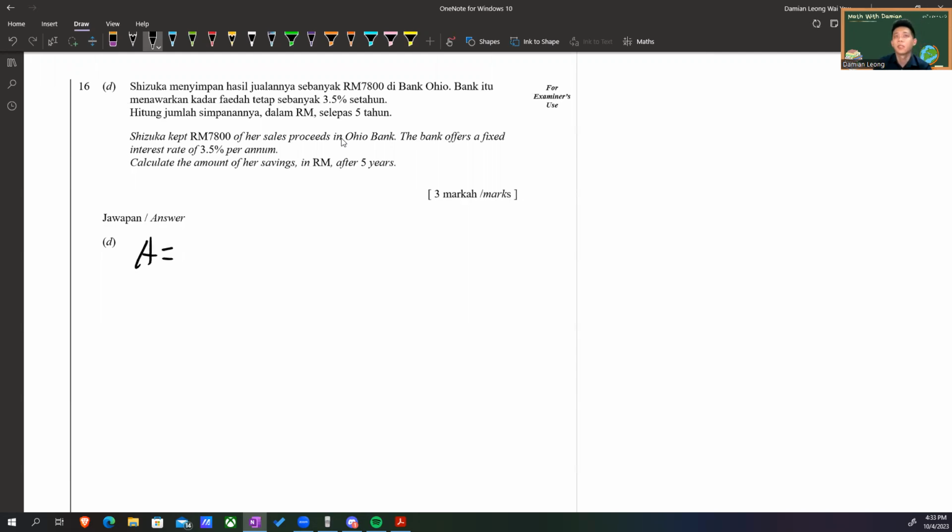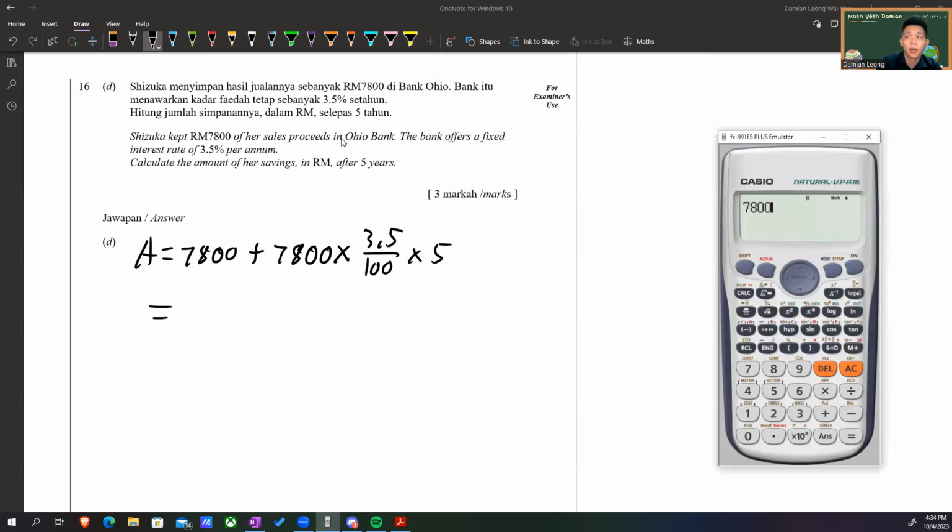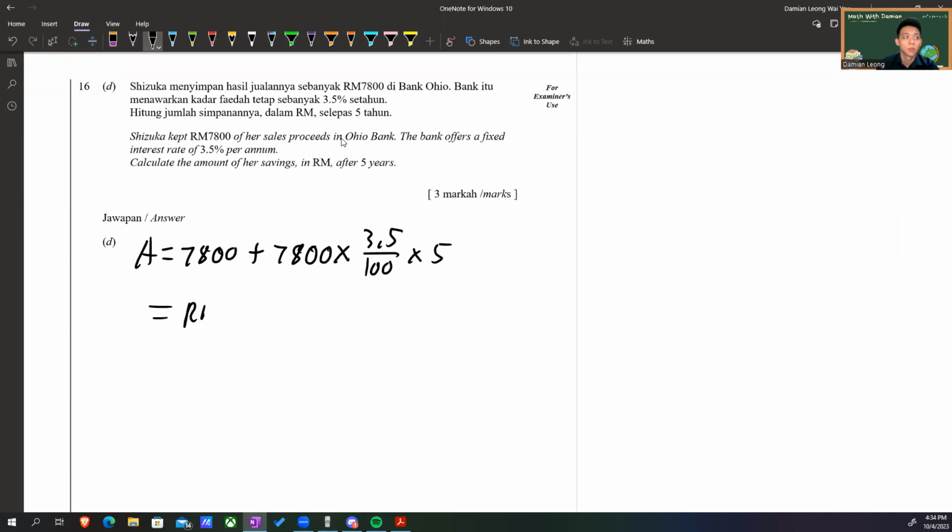So the amount of savings is just principal plus interest, means principal times interest rate times time, because this is fixed interest. So PRT. Interest rate 3.5% times time 5 years. So straight away I can count 7,800 plus 7,800 times 3.5% times 5, which is 9,165 ringgit. That's it.